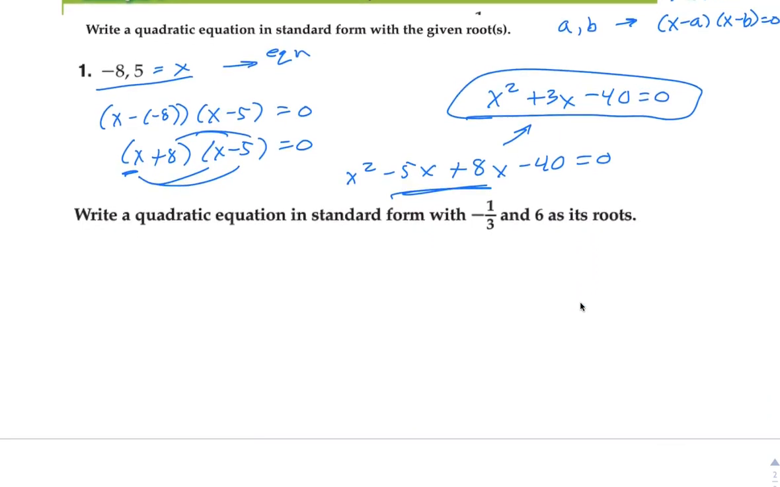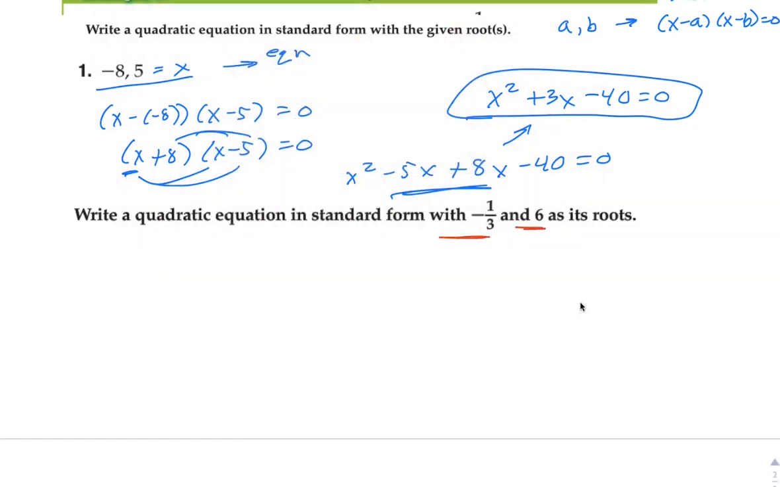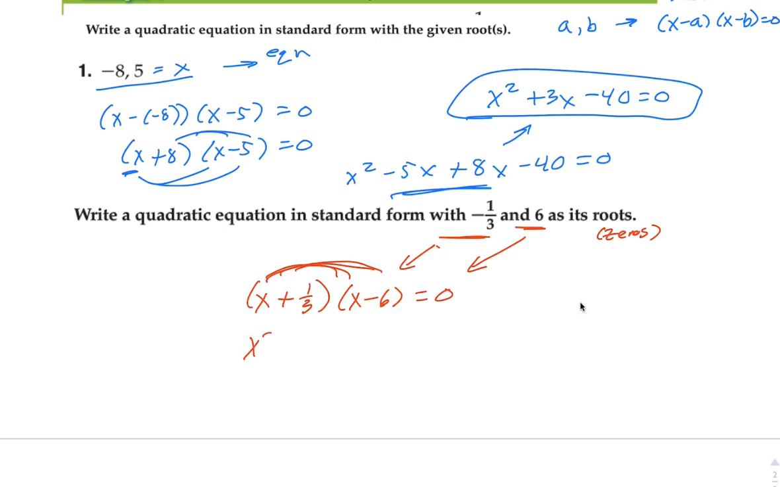So let's try that one more time with a fraction to make it a little bit tougher. Okay, so here are my roots. My roots, my zeros, my solutions, all mean the same thing. So all I can do is rewrite it as x plus 1/3, and rewrite that one as x minus 6 equals 0. Then we'll distribute it. Multiply that x by each term on the other side, multiply that 1/3 by each term on the other side. That's negative 6 over 3, it's just 2, equals 0.